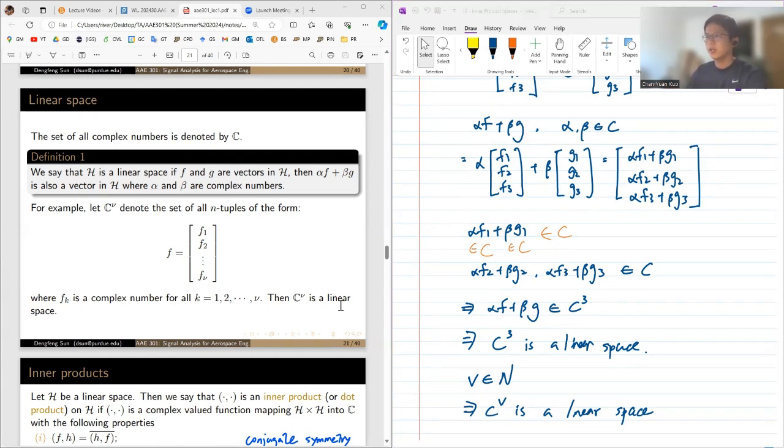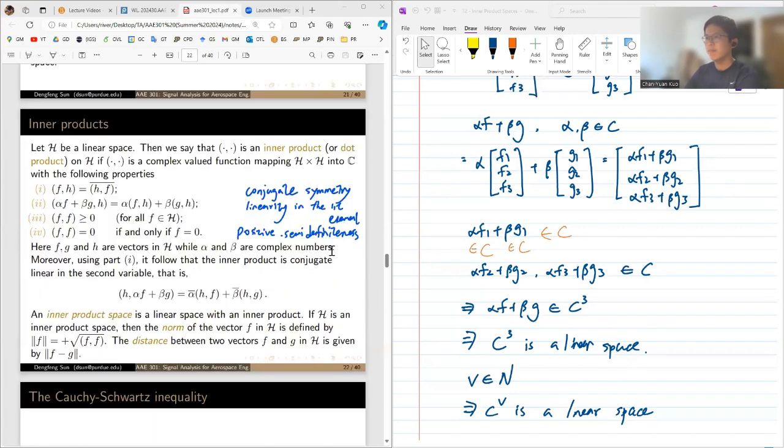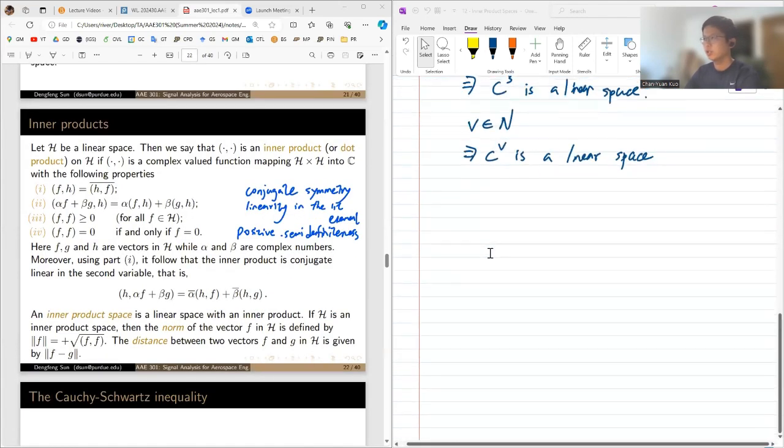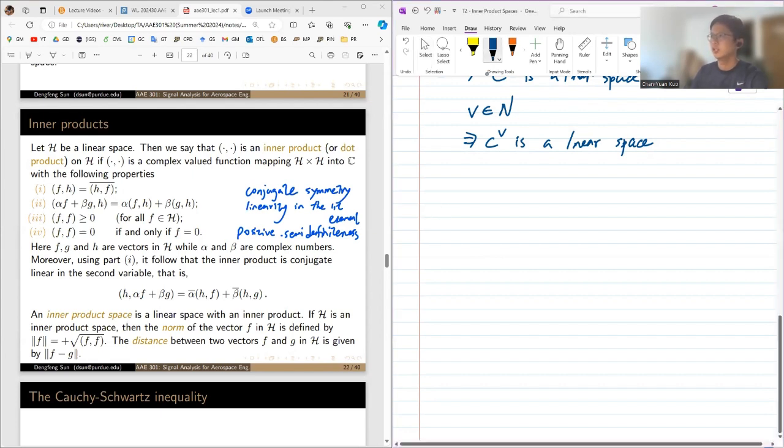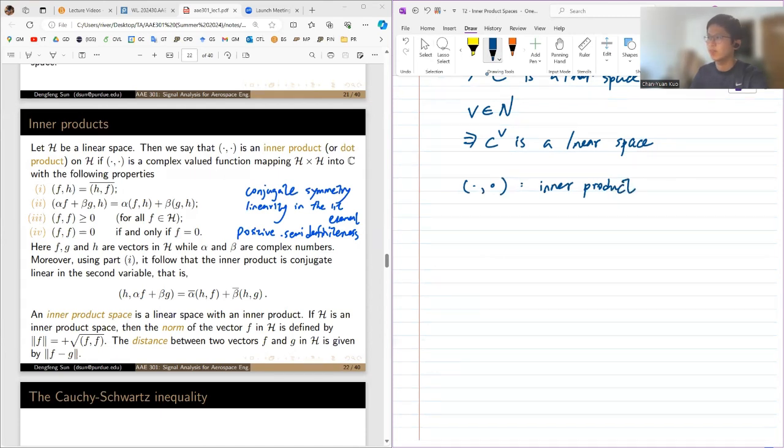Okay, now let's take a look at how we can measure the distance between two vectors in a linear space. To do that, we will need to introduce the concept of inner products. This is the inner product, or sometimes we call it the dot product.